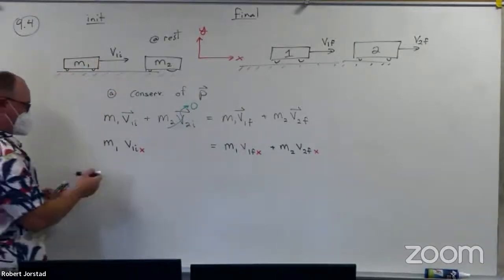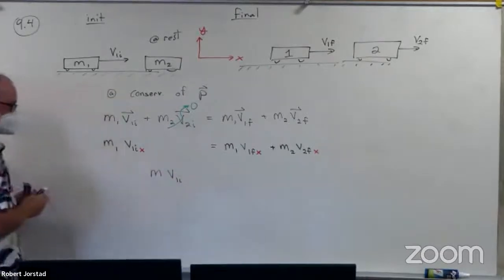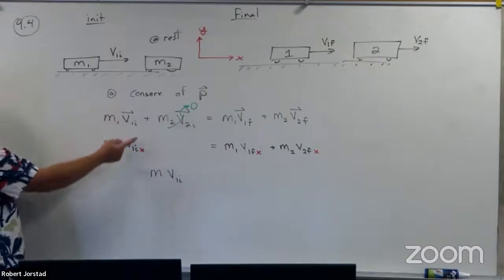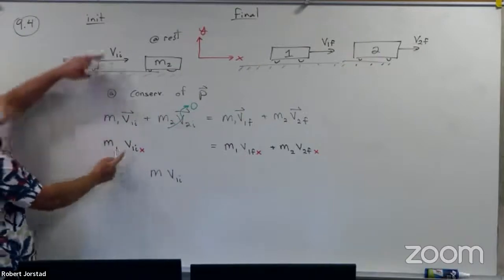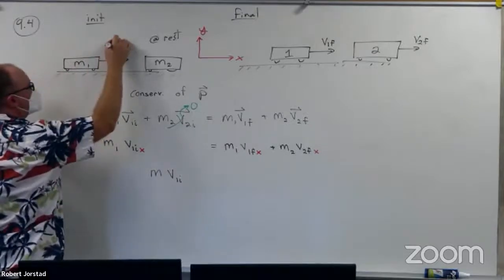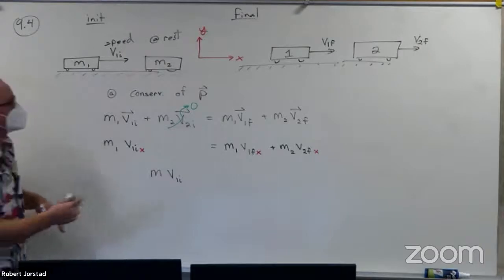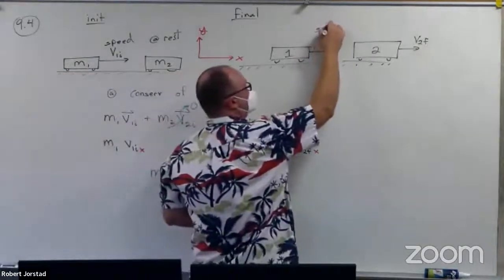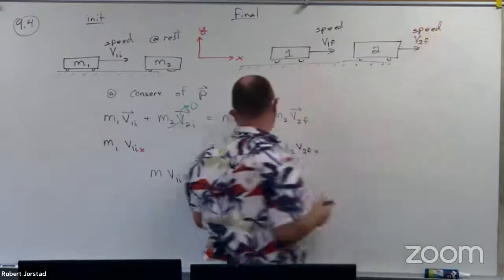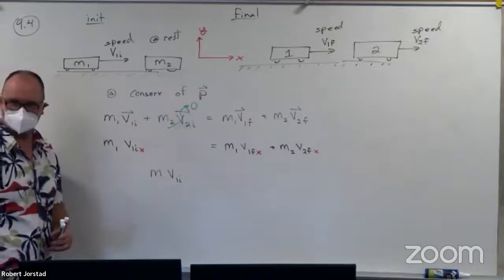So I would actually write this as M V1 initial. In this case, notice we've gone from having the vector to only looking at the X components to having the speed. This is the speed. Notice this is subtle, isn't it? These are all speeds. And that's why I took this extra effort of drawing the vectors, then saying the X components, then doing this. So far, so good on that?